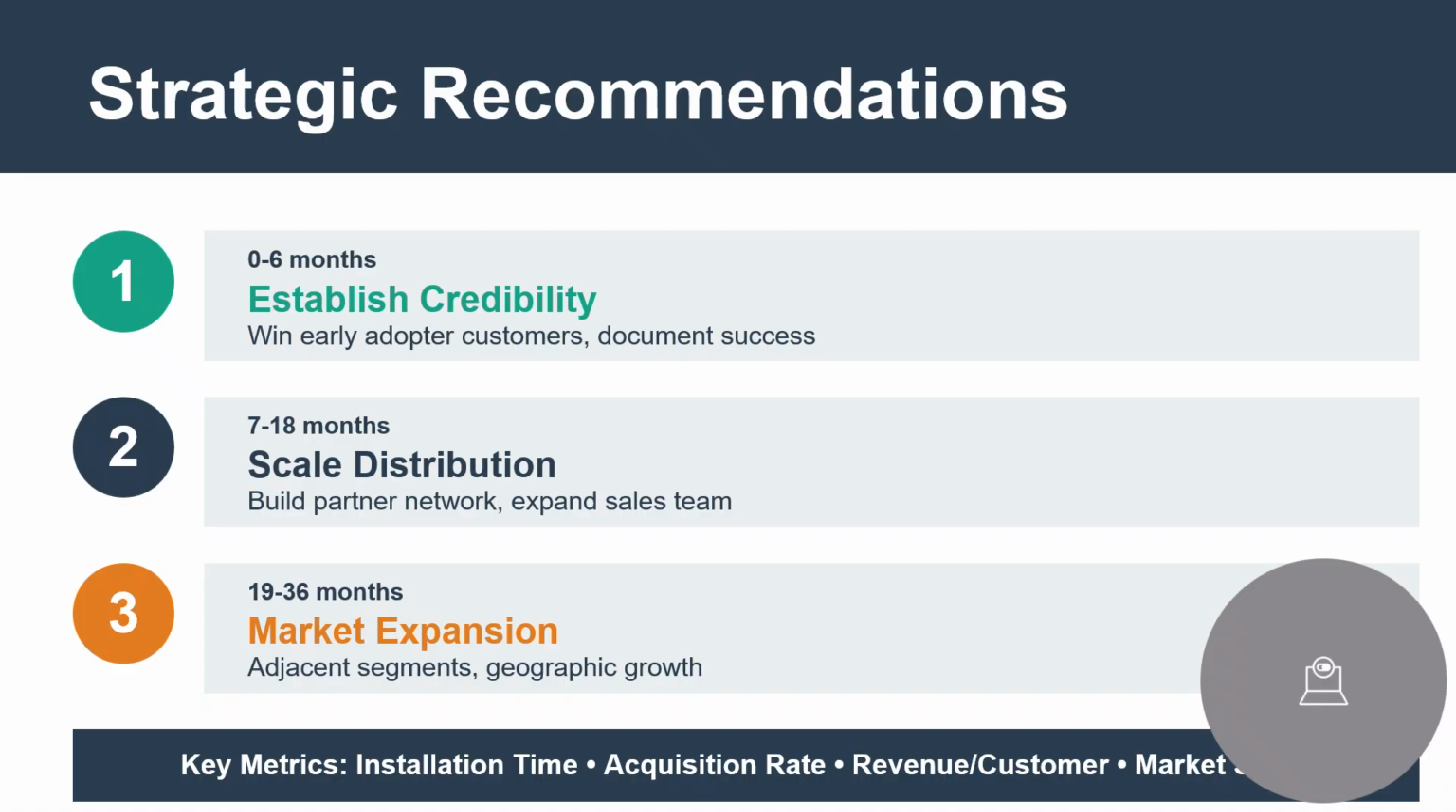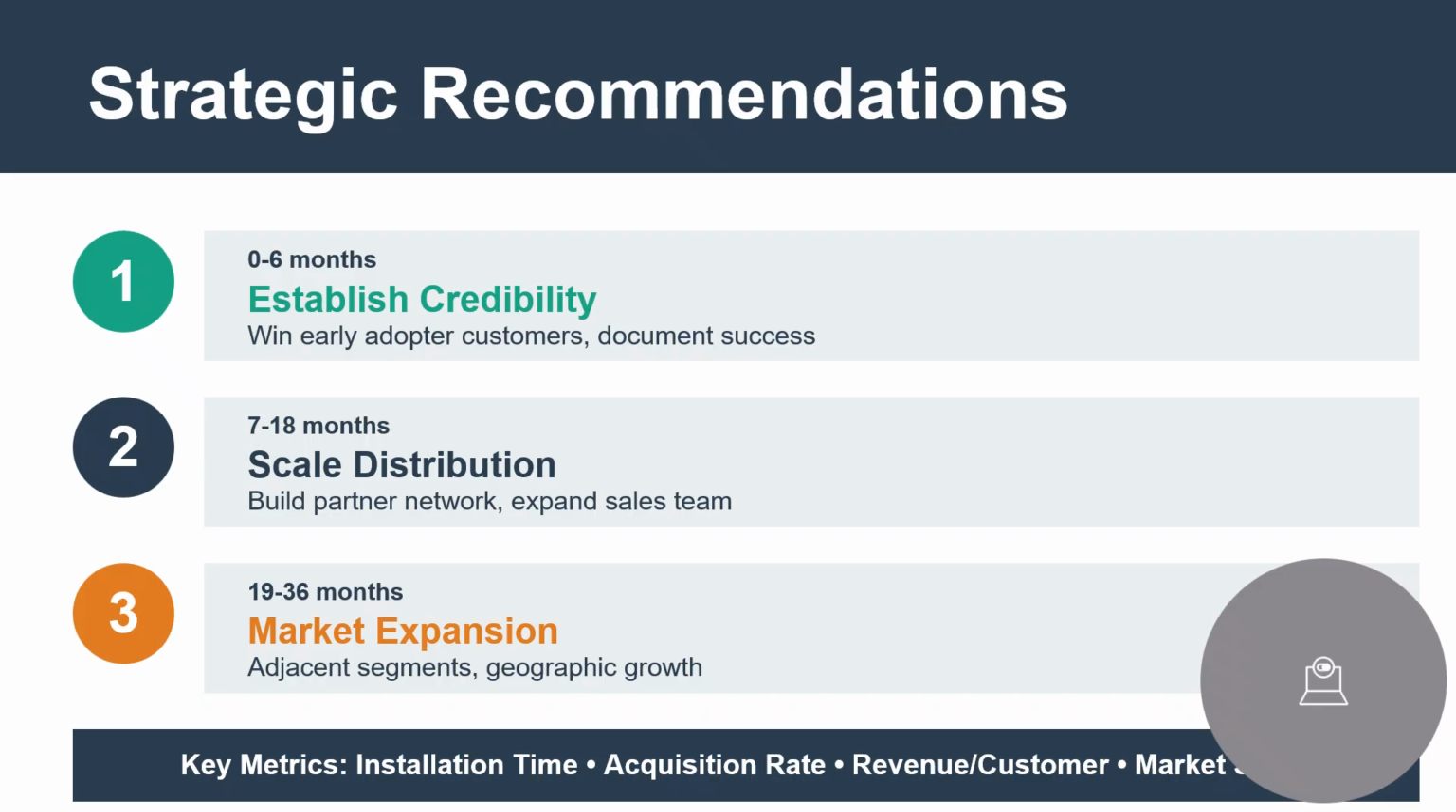Based on this analysis, let me synthesize our strategic recommendation into a phased implementation plan. This demonstrates how we translate marketing strategy into actionable plans. Phase 1, months 0 to 6, is about establishing credibility with our early adopters. We need to focus intensely on winning our first 3 to 5 customers, helping them succeed, and documenting their results meticulously. These become our proof points. Success here means pilots completed, cost savings validated, and testimonials captured.